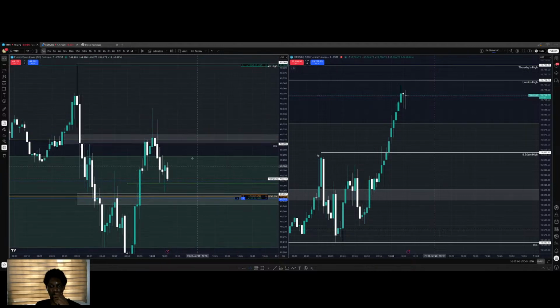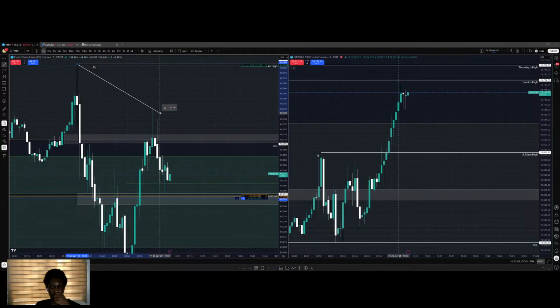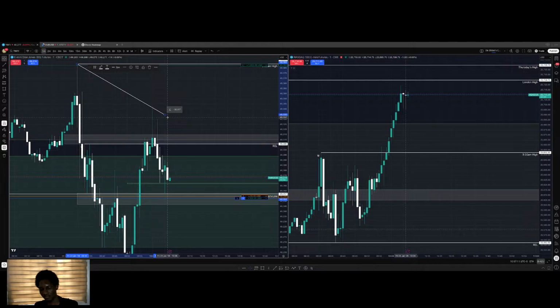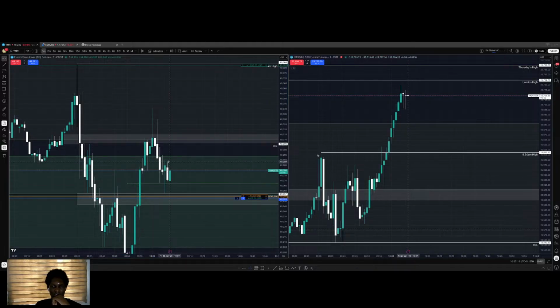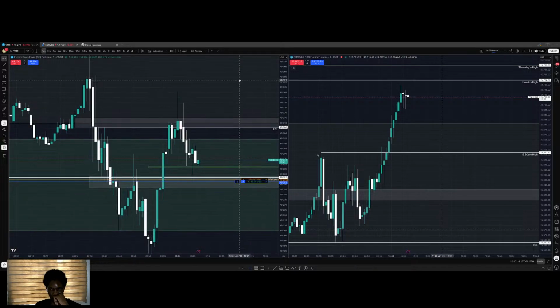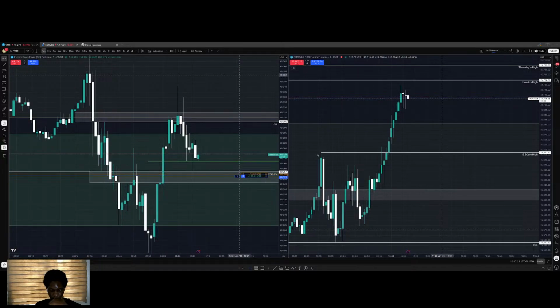So let's see what happens. We have swing high, swing high, swing high, swing high. So we do have a trend and liquidity. We'll see if my stop gets respected or I get taken out. We have a trend and liquidity. I need to see this close above here.